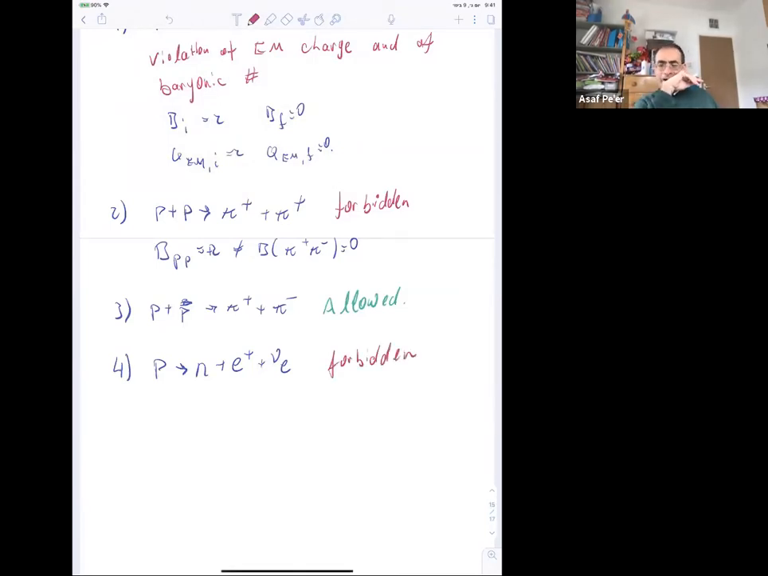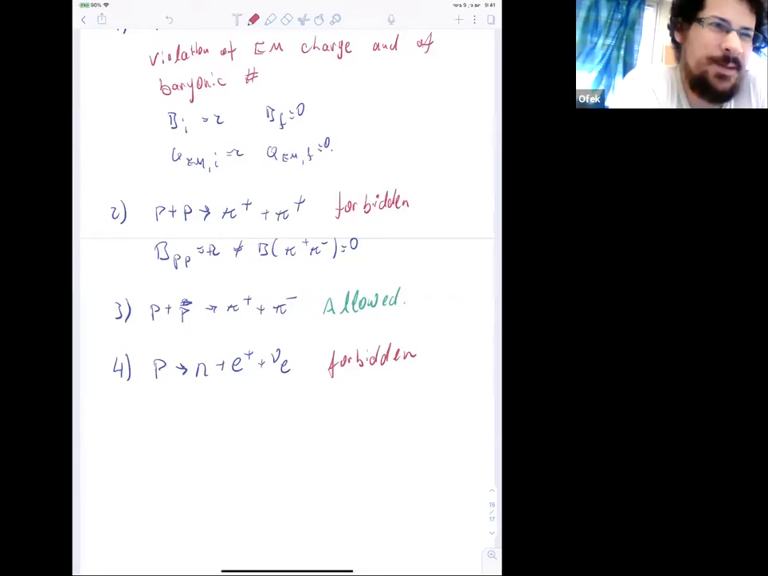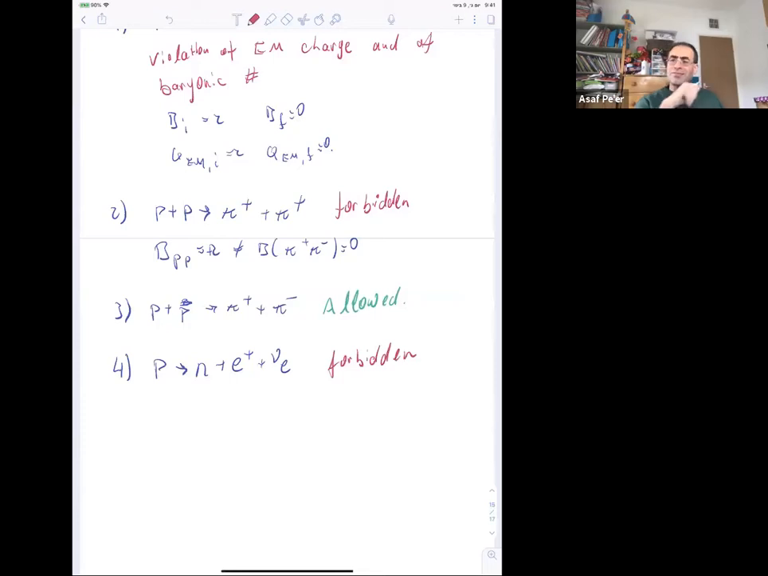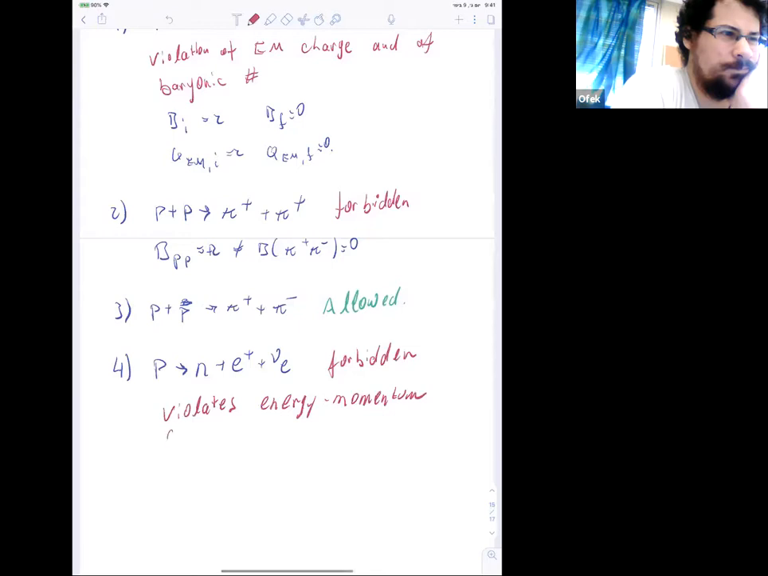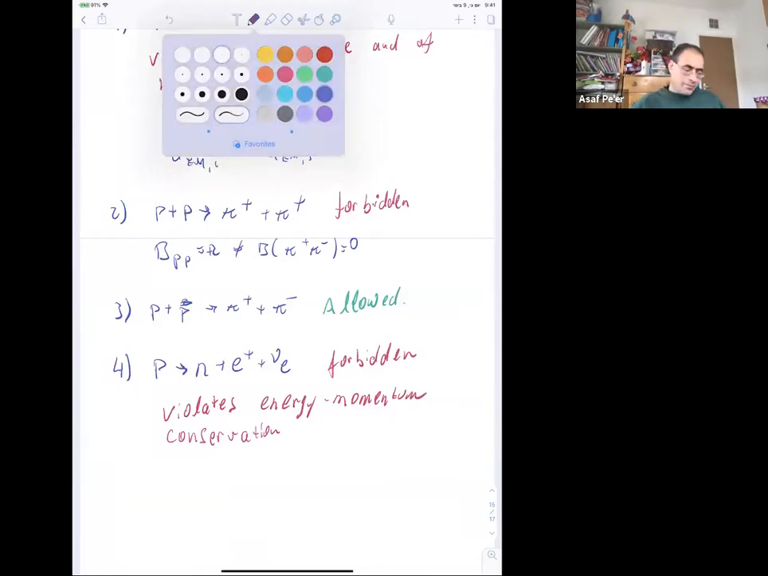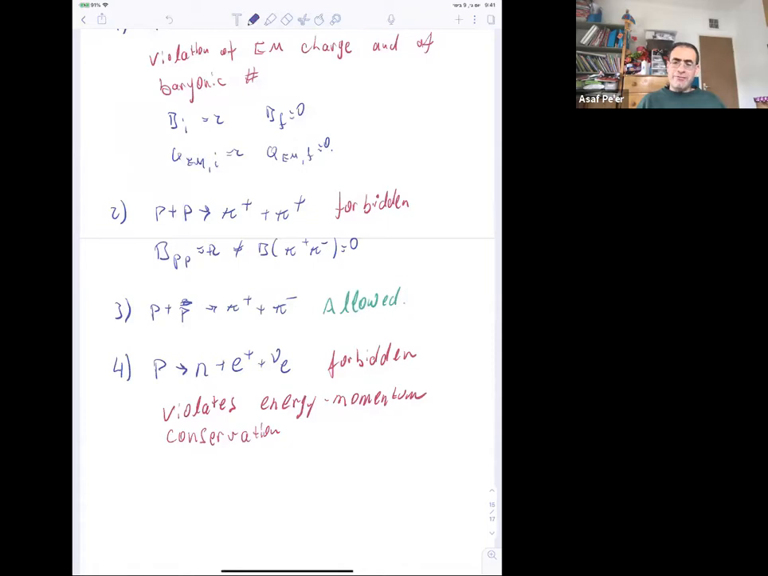Why? We don't see protons decaying in nature into neutrons. Why? Center of mass energy. Yeah, it violates the energy momentum conservation. Now you may recall that the neutron is slightly heavier than the proton. The mass of the neutron is 938 MeV, and the mass of the proton is 934 MeV.